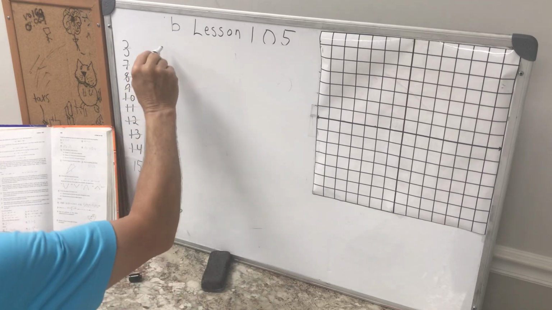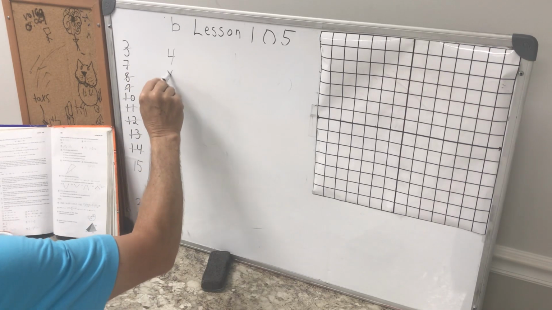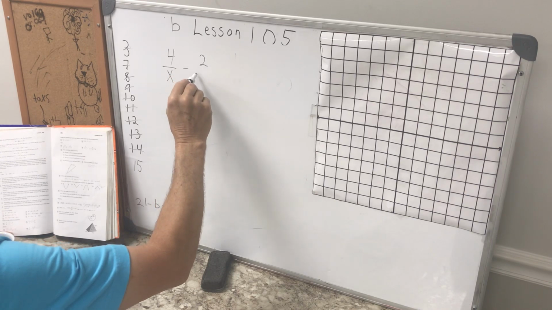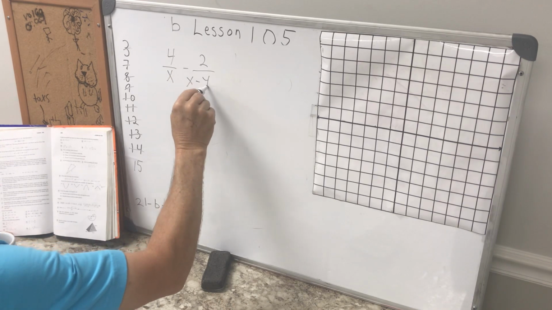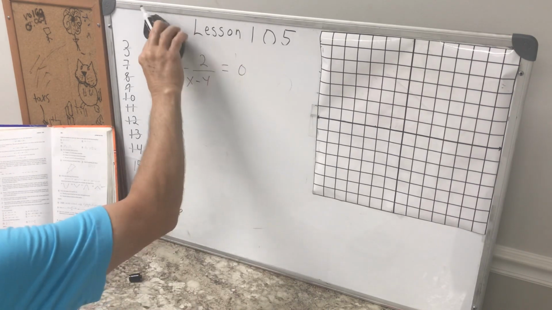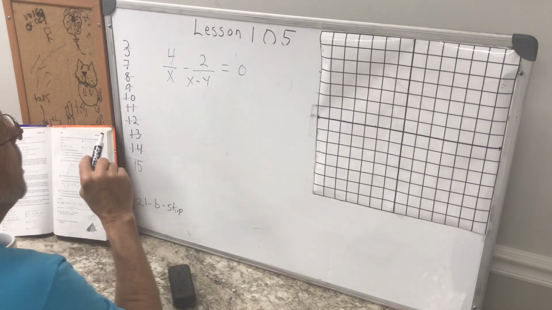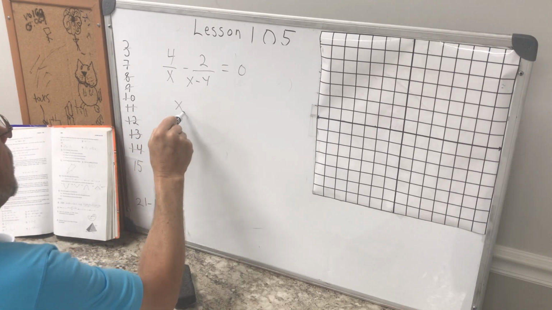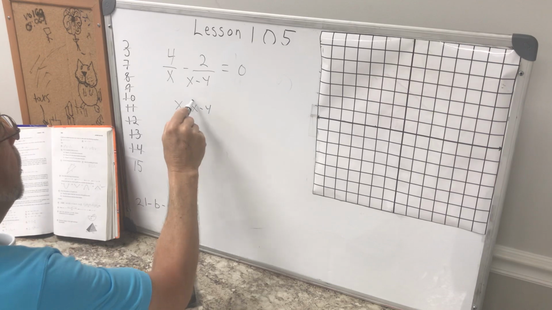15 is a bit different. Let's see here. This is 4 over x, negative 2 over x negative 4 equals 0. I'm solving for B. Our common denominator is an x and an x negative 4.